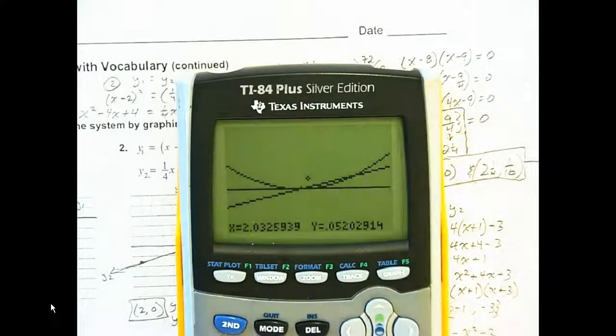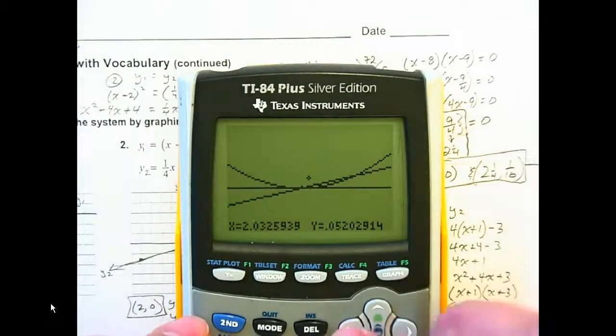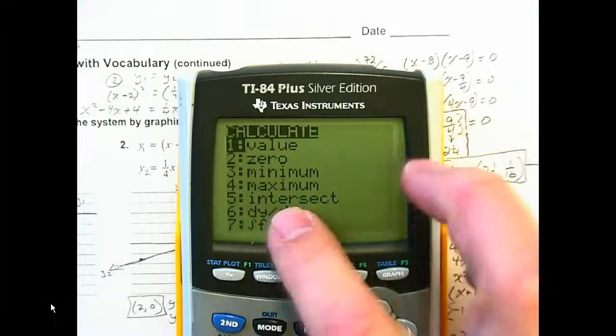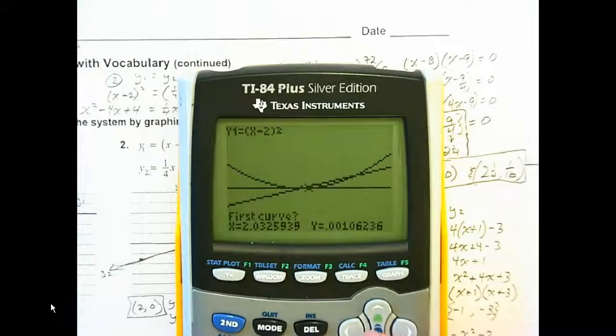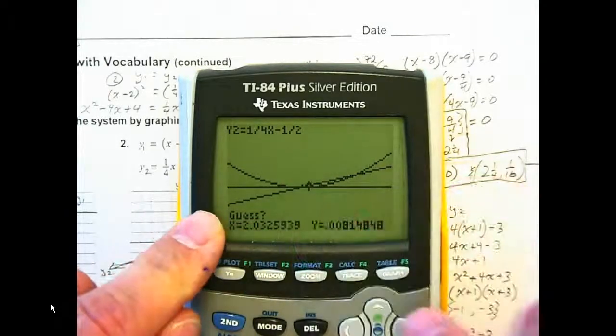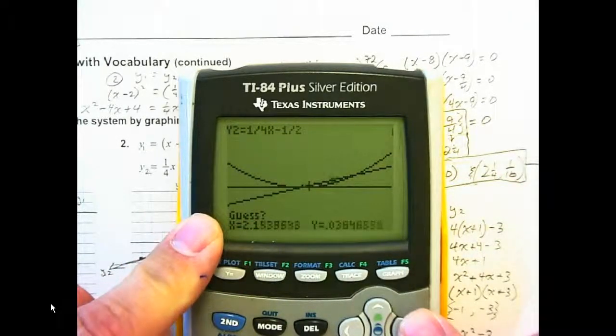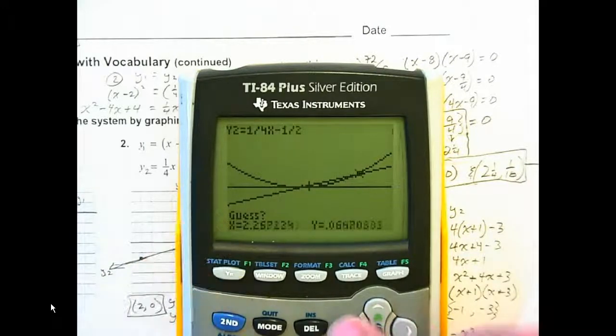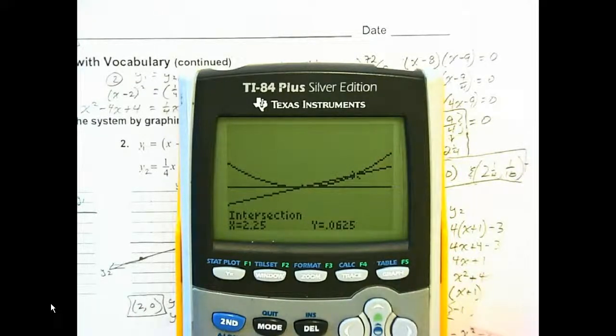Questions? Yes. So the question: is there a way to find the value? You can go to second calc, and you're calculating a point of intersection. So option 5. Then you have to identify the curve. First curve, yes. Second curve, yes. If you only have 2 curves in there, it'll automatically jump to it. Then it says guess. So in other words, bring your cursor closest to the point of intersection that you want to find, which in this case would be that one. Okay, so 2.25 and 0.625. Okay? I hope so, otherwise I did it wrong. All right? Good question.